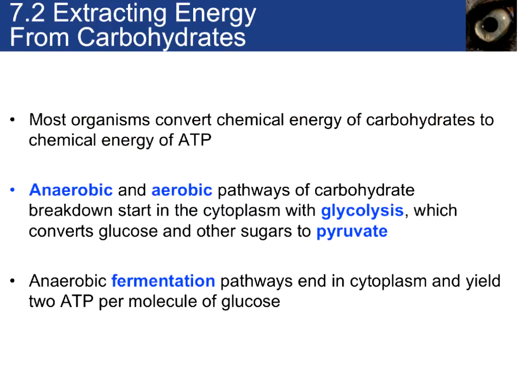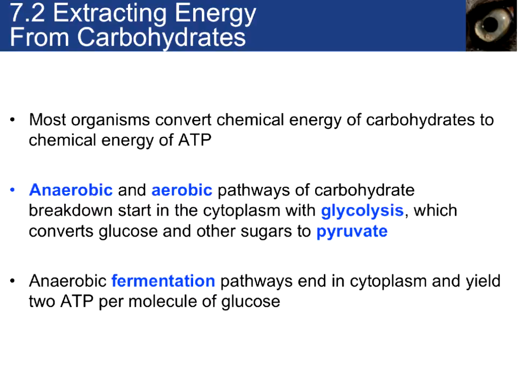So most organisms convert the chemical energy of carbohydrates that they built or that were ingested to the chemical energy of ATP. Anaerobic means without oxygen present, and aerobic is when oxygen is present. These are both pathways of carbohydrate breakdown, and both start in the cytoplasm with glycolysis. This is something you definitely need to know for the test, glycolysis, and we'll come back to it many times, so just make note of it.